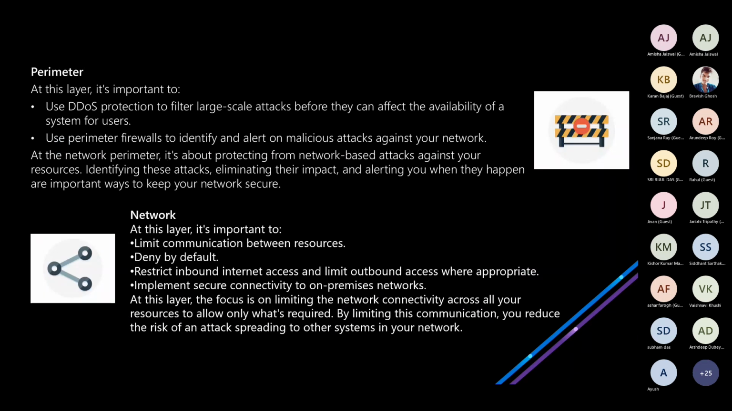Perimeter. At this layer, it's important to use DDoS protection to filter large-scale attacks before they can affect the availability of a system for users. Use perimeter firewalls to identify and alert on malicious attacks against your network. At the network perimeter, it's about protecting from network-based attacks against your resources. Identifying these attacks, eliminating their impact, and alerting you when they happen are important ways to keep your network secure.